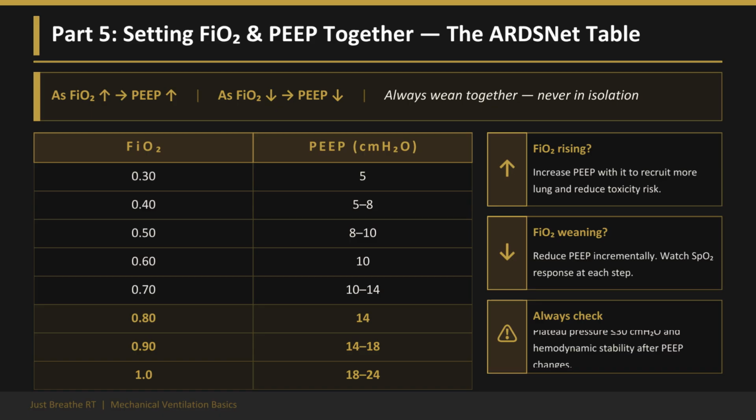Notice the direction. As FiO₂ climbs, PEEP climbs with it, because the sicker the lung, the more recruitment support it needs. And as you wean FiO₂ down, you wean PEEP down with it, carefully, incrementally, watching the patient's response at every step. The goal is always the same. Achieve your target SpO₂ on the lowest possible FiO₂ with the PEEP that keeps the lung recruited without causing hemodynamic compromise.